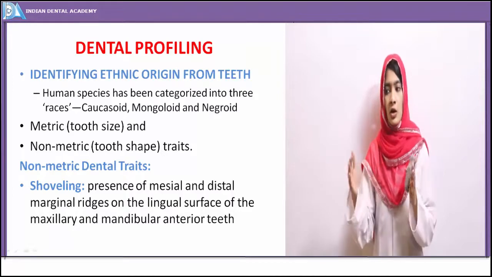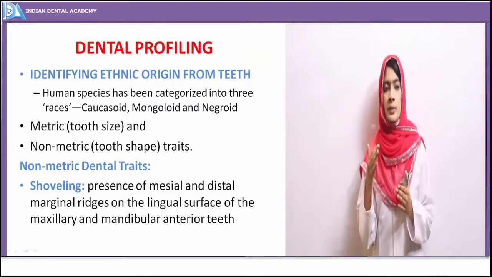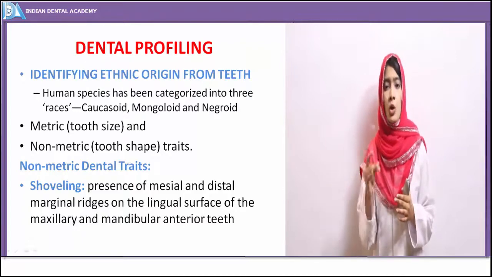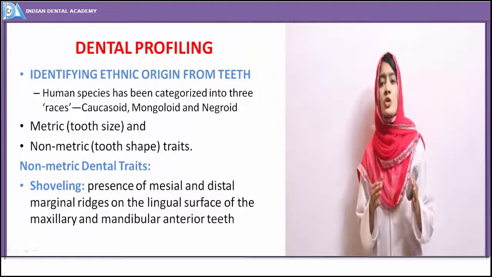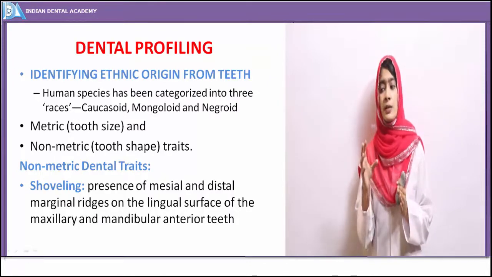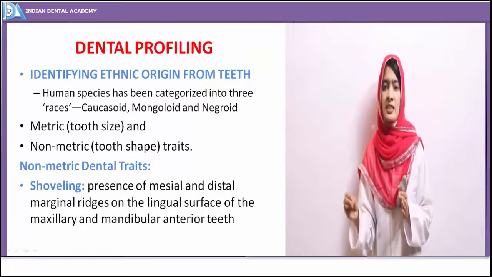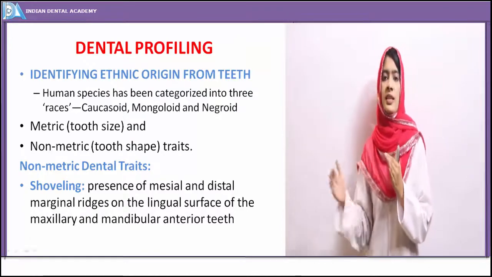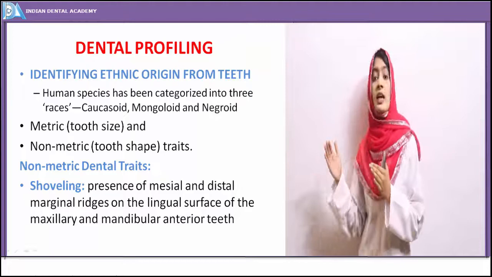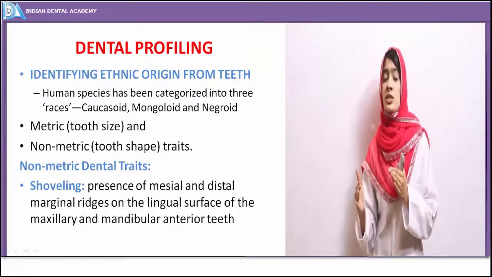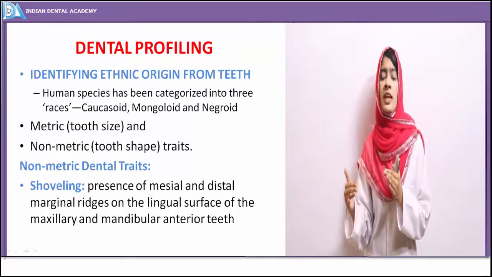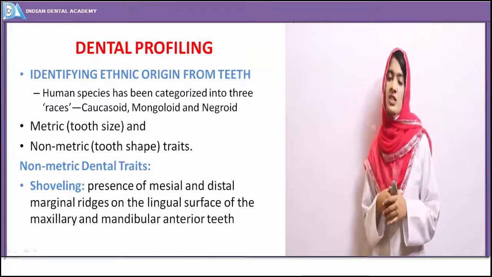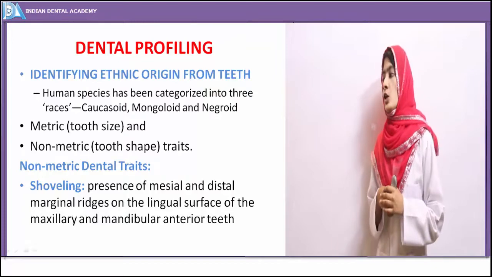So as I told you, there are a lot of races present worldwide: Caucasoid, Negroid, Mongoloid, Asians. Based on the presence of a few specific characteristics in only one particular race, the races were divided. Okay, so they are unique. Some of the races show particular characteristics only. So we can identify the race by identifying the structures of teeth.